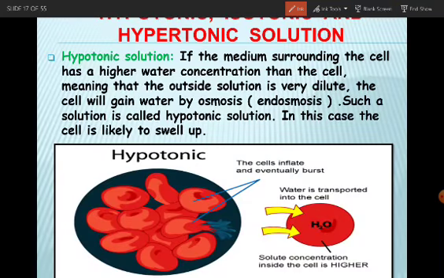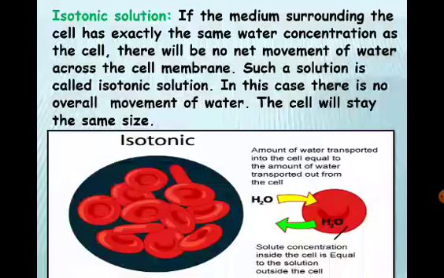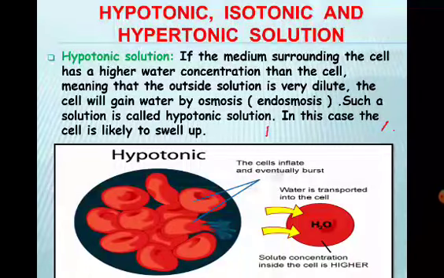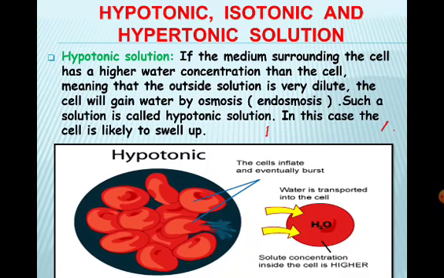So now on the basis of that we are having three types of solution. First solution is hypotonic solution. So if the medium surrounding the cell has higher water concentration than the cell, meaning that outside solution is dilute, the cell will gain the water by osmosis.